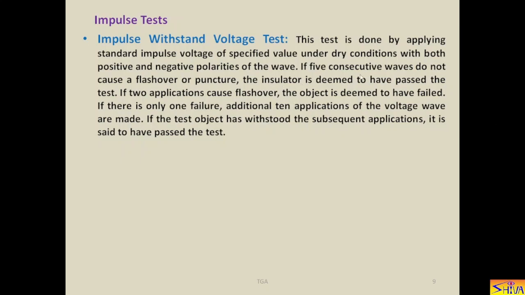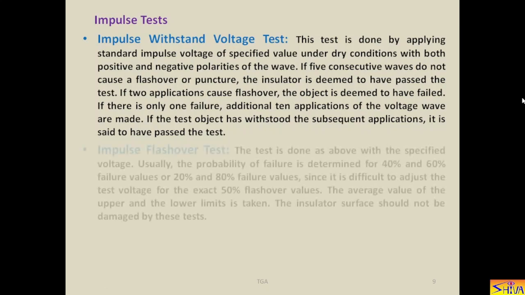If 5 consecutive waves do not cause a flashover or puncture, the insulator is deemed to have passed the test. If 2 applications cause flashover, the object is deemed to have failed. If there is only one failure, additional 10 applications of the voltage wave are made. If the test object has withstood the subsequent applications, it is said to have passed the test. So this is the standard procedure for impulse withstand voltage test.